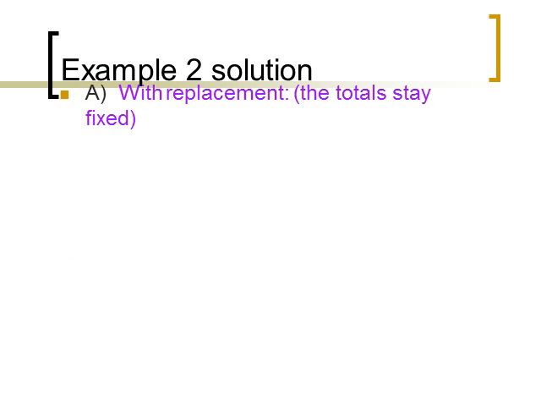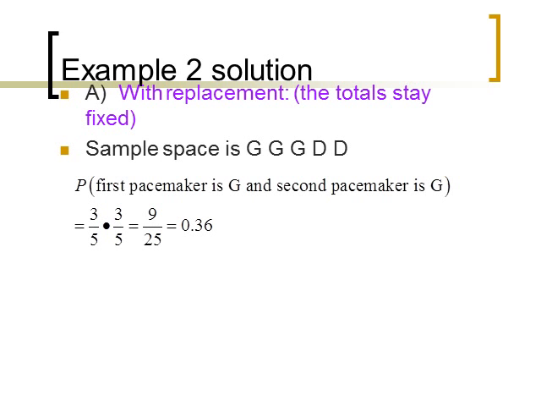With replacement means the totals stay the same. So the sample space is we have 3 goods and 2 defectives. So the probability that the first pacemaker is good and the second pacemaker is also good, since we're using and, we multiply. Let's find the probability that one pacemaker is good. So how many goods are there? There's 3. How many total pacemakers are there? There's 5. So we get 3 out of 5 for the first probability that it's good.